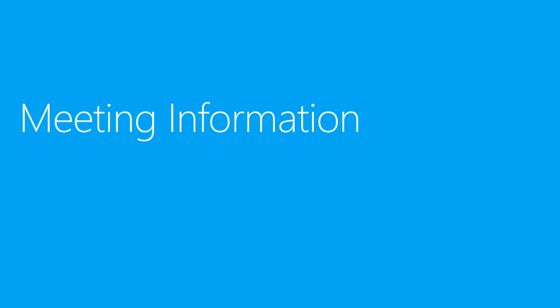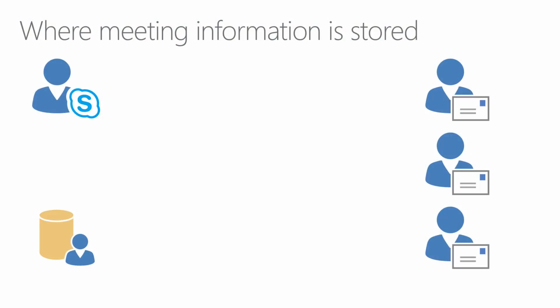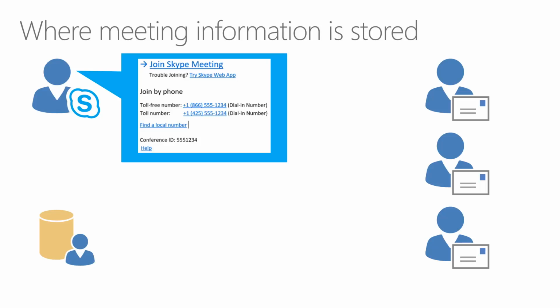So to start off, meeting information. I just want to detail a little bit about how meetings are scheduled and where that data is stored to help frame the problem that we're trying to solve. When a user schedules a meeting using Outlook and the Skype for Business add-in, what happens is they create meeting information, or sometimes I'll refer to them as coordinates.